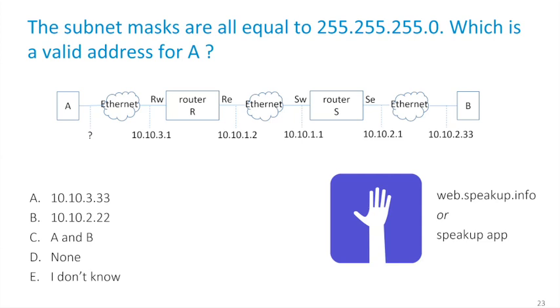So you see here, I'm trying to build my private network. I'm using 10 dot something addresses. I have an Ethernet switch here, a router, another Ethernet switch, another router, another Ethernet switch. And the question I'm asking, here are the masks, all equal to this. Here are the addresses I've given to some of the interfaces. What is a valid possible address I can give to A?